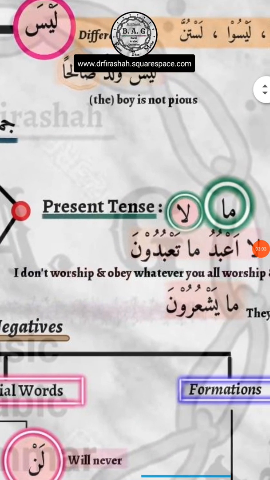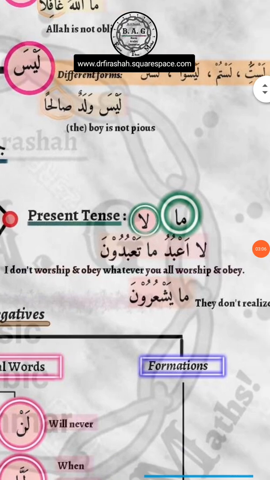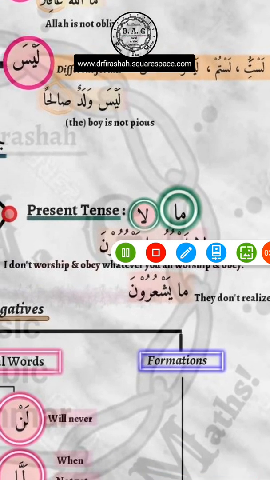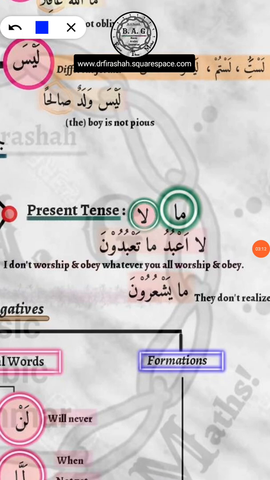And then you've got present tense. Now you use la, and at times you're also going to find ma. So for example, you've got la a'budu ma ta'buduna. This is an ayah from Surah Al-Kafirun. So, I do not worship. Now I hope that you have recognized this a'budu and this ta'buduna pattern recognition for present tense, fi'l mudari'. So this is your pattern for present tense. A'budu is ana a'budu, and ta'buduna is antum ta'buduna.